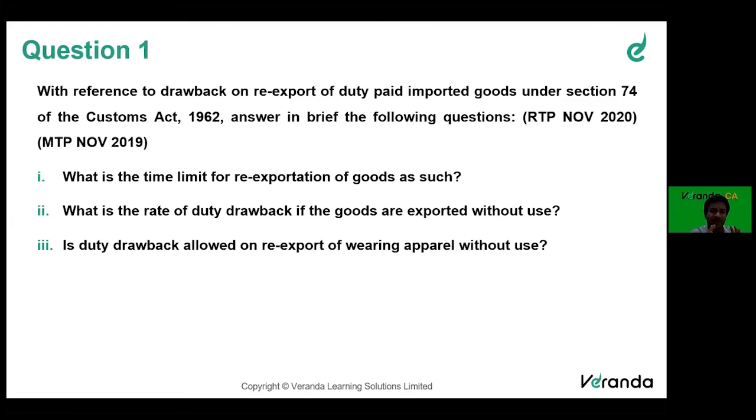So in section 74, they have said that if you're using a product and exporting it back, there are certain products where if you use and export, you don't get any drawback at all. One of them is wearing apparel. So wearing apparel without use, we can export. But if you get such a question, you write the provision that wearing apparel, if it is without use, you get a drawback of 98%. But if it is used, then you don't get drawback at all. That also you have to mention there, right?